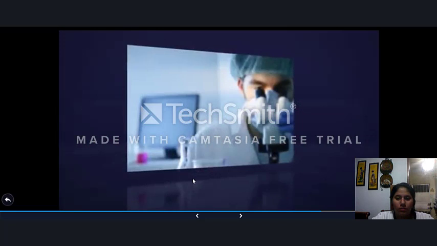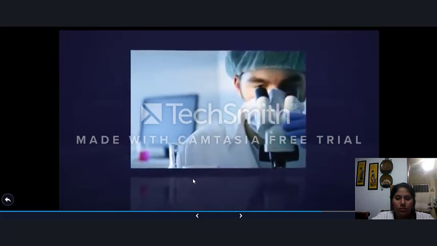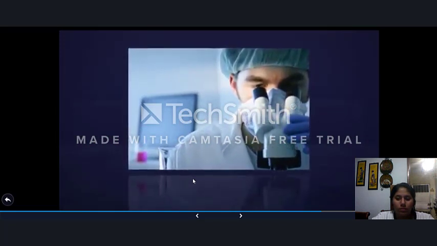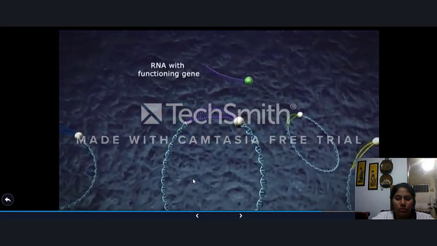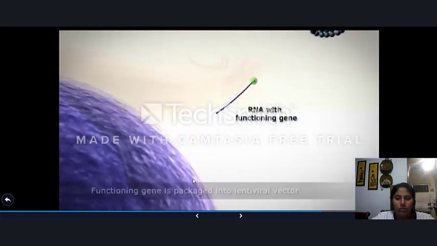Bluebird bio scientists are researching a possible gene therapy treatment for sickle cell disease. In the lab, a functioning copy of the hemoglobin gene is packaged into a lentiviral vector.